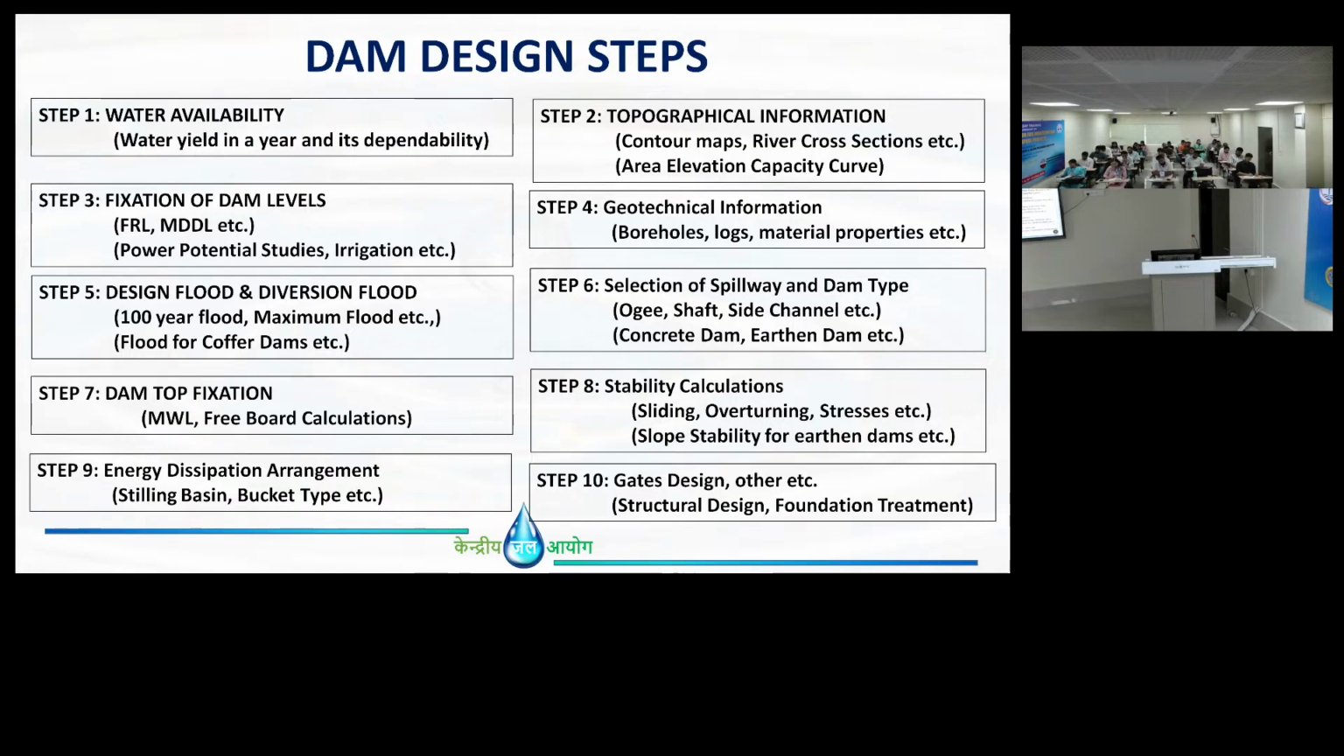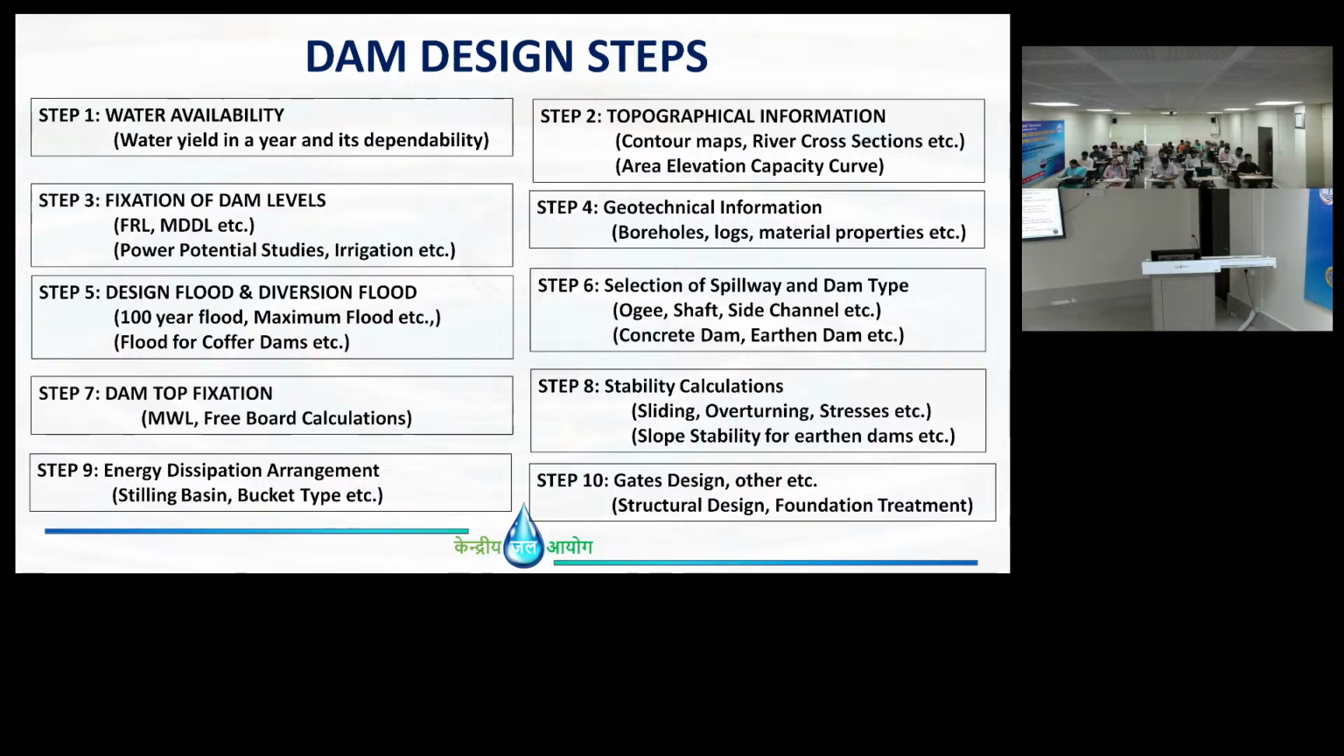So if you see earthen dam, this is concrete dam, this is earthen dam. The difference is that in the stability analysis we do sliding for the concrete dam, whereas for this earthen dam we do slope stability for the downstream slope separately and the upstream slope separately.